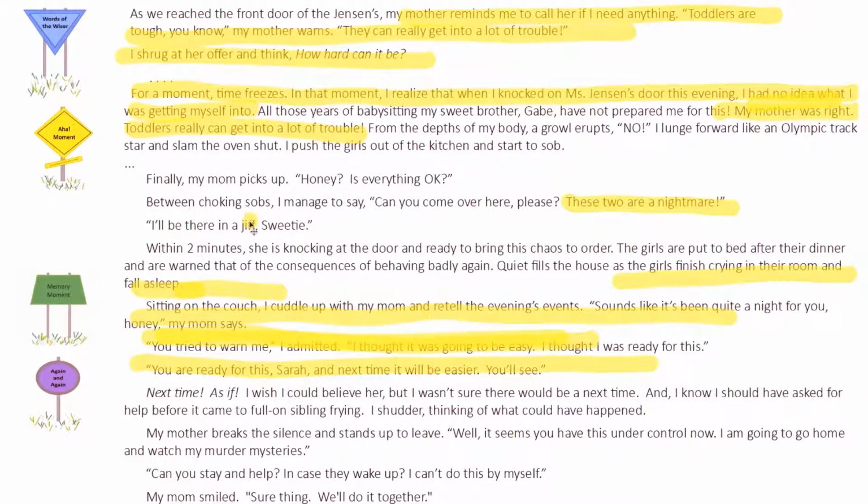When her mom then comes over, Sarah says, these two are a nightmare. And then the last thing is her mom says, sounds like it's been quite a night for you. And Sarah says, you tried to warn me, I admitted. I thought it was going to be easy. I thought I was ready for this. And her mother gives them some words of comfort. She says, you are ready for this, Sarah. And next time it will be easier. You'll see. Sarah's not so sure. She says, next time, as if.